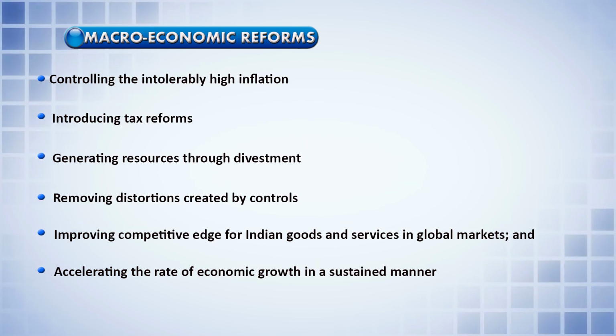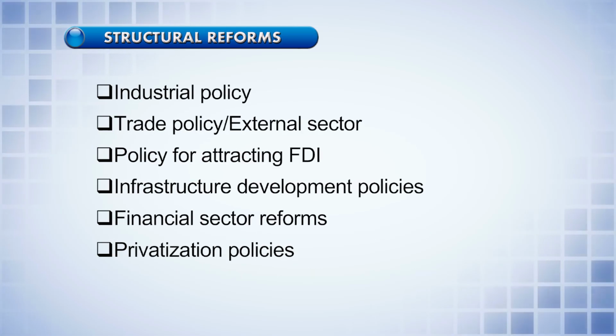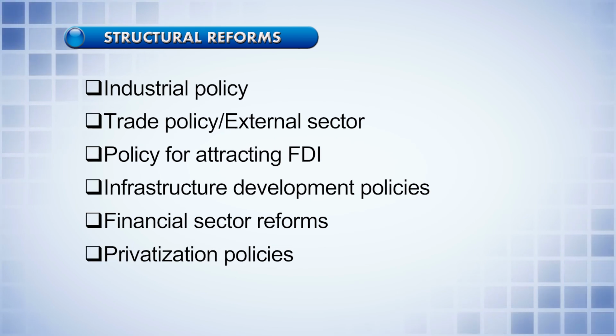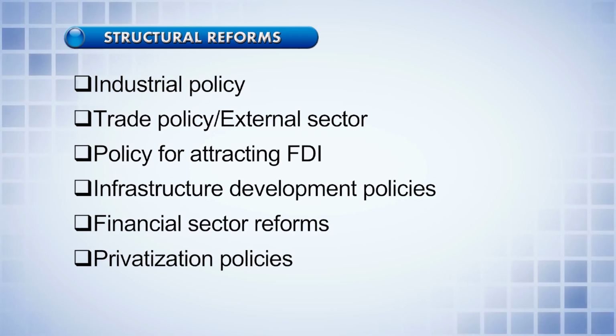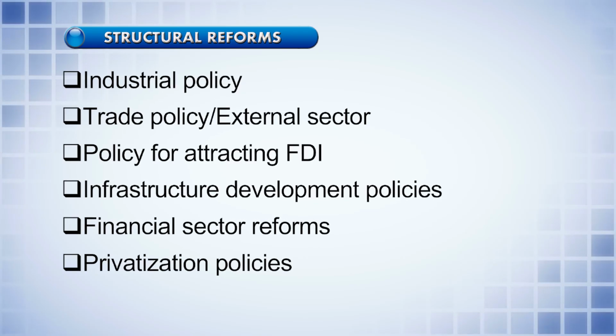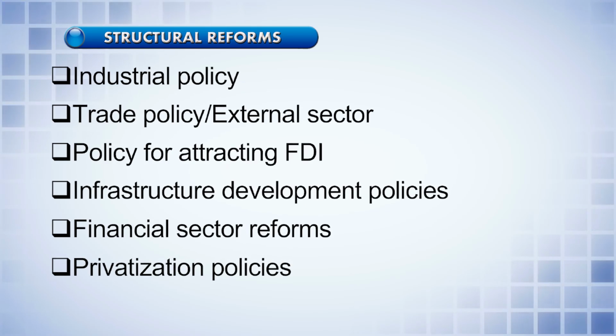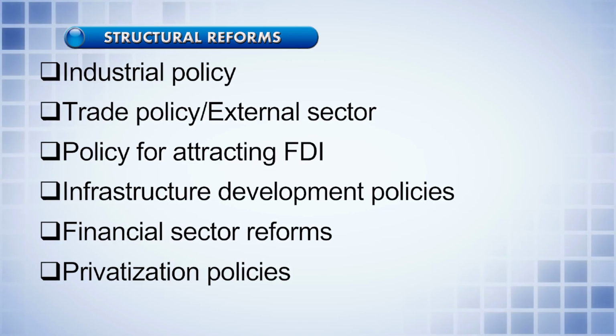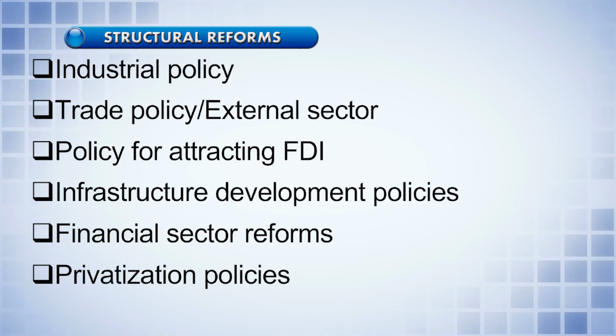The macroeconomic reforms related to controlling the intolerably high inflation, introducing tax reforms, generating resources through divestment, removing distortions created by controls, improving competitive edge for Indian goods and services in global markets, and accelerating the rate of economic growth in a sustained manner. The structural reforms were sector specific, and these were also expanded over a period of time. These were pertaining to the industrial policy, trade policy, policy for attracting foreign direct investment, infrastructure development policies, financial sector reforms, and privatization policies.